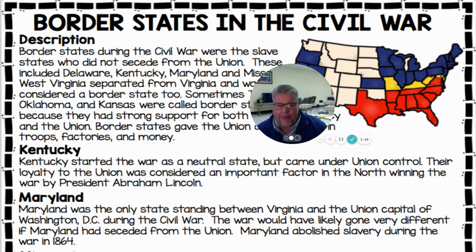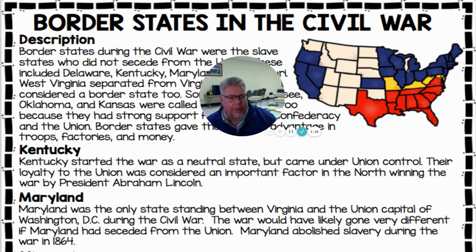Kentucky. Let's talk about the individual ones. By the way, if we look at the blue states here, that's the Union. The red states are the South. The yellow are these border states that we're reading about today. You can kind of see why they're called the border states. They're on the border between the North and the South. They're slave states, but they didn't secede.